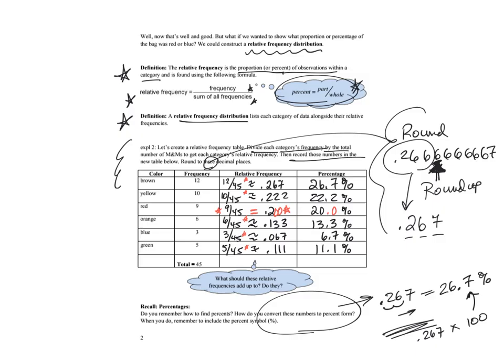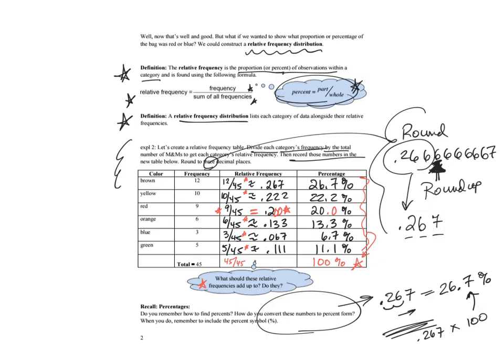Now, back here on this thought bubble, it says, what should these relative frequencies add up to? Do they? Think about that. Hopefully, maybe you did. They should add up to, think about it, 45 over 45, right? And it should add up to 100%. And in fact, these do. I actually did add up those numbers. They really do add up to 100%.